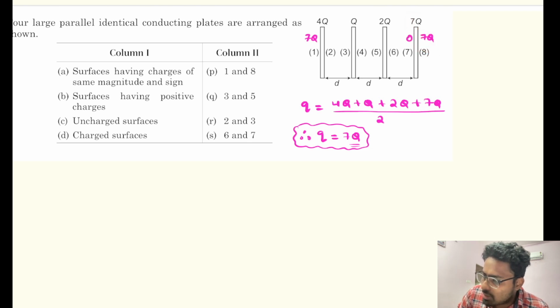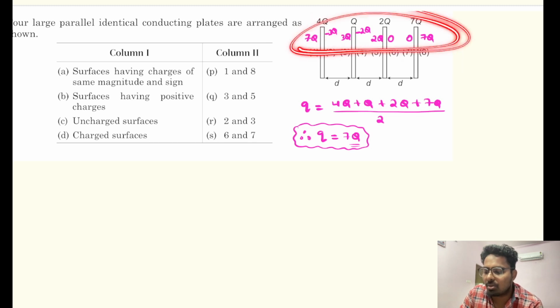When the charge on the inner surface is 0 for one plate, automatically for this plate it should also be 0. Total charge should be 2Q, so here it should be 2Q, and when 2Q is over there, here it should be minus 2Q. But this plate should have Q charge, so automatically here 3Q charge should be there, and when 3Q is there, here it should be minus 3Q. Now you can check back: this 7Q and minus 3Q will give 4Q. So that's it, total charge distribution is done, right?